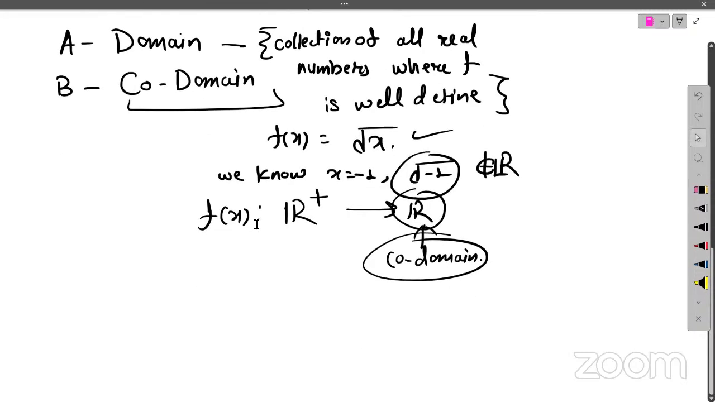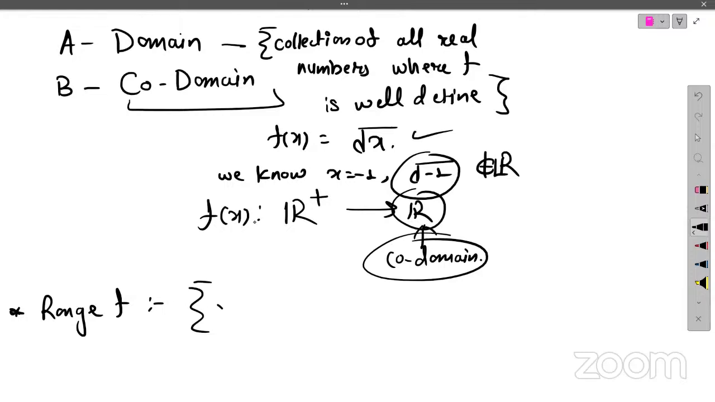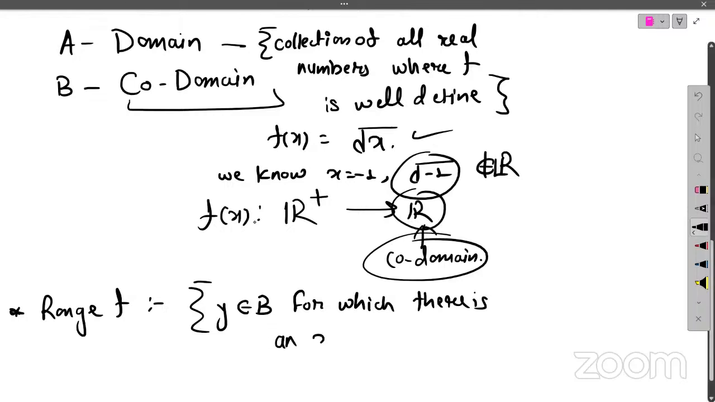Now here we also define one more set, which is known as the range of a function. So what is the range of a function? Range of f is again a subset of the codomain. It collects all those y belonging to B for which there is an x belonging to A such that this function takes this a and maps it to give us the output equal to y. So ultimately, what is range?